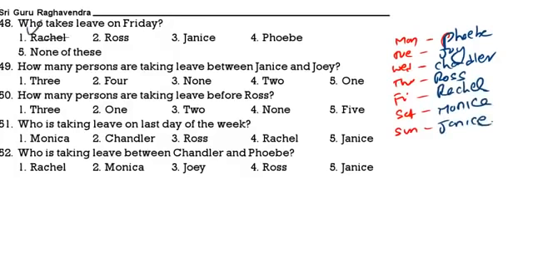Now who is taking the leave on Friday? That is Rachel. Now how many persons are there between Janice and Joy? 1, 2, 3, 4 persons are there. 4 persons. Then how many persons are there before Rose? 3 persons. Who is taking leave on last day? Janice. Who is taking leave in between Chandler and Phoebe? That is Joy. 3 is the correct answer. Now see the next question.